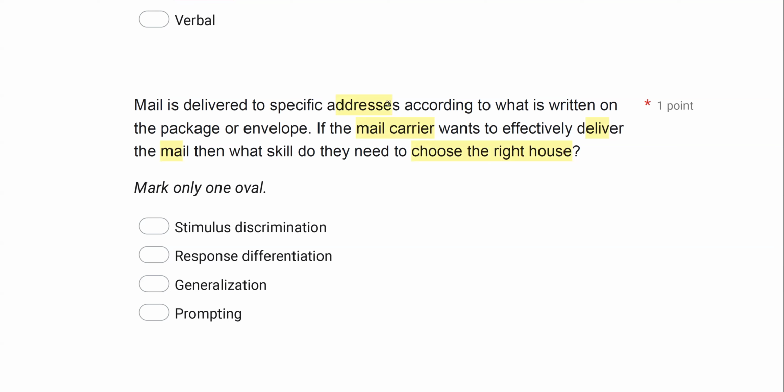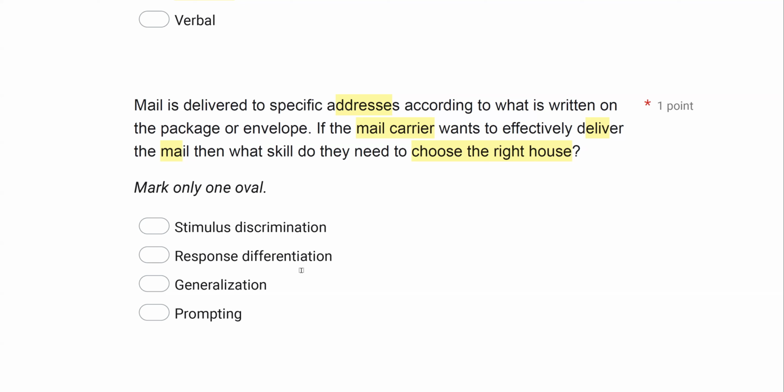So how is that mail carrier going to be able to determine which house is which address so that they're not going and delivering mail to the wrong place? What skill do they need? Do they need A, stimulus discrimination? Of course. This is exactly what we're doing here. We're discriminating between different stimuli. In this case, the stimuli are the different houses, the different addresses. If the mail carrier can't discriminate between stimuli, such as different addresses and different houses, they're not going to be able to deliver the mail effectively.